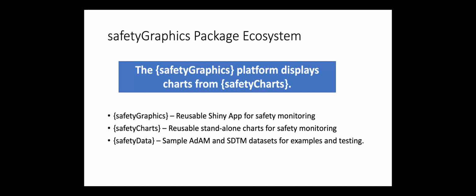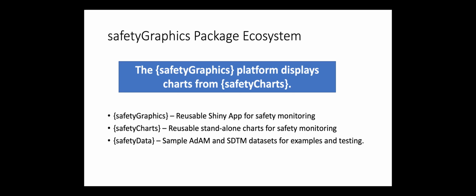So the quickest way to explain it is that the SafetyGraphics platform displays charts from the safety charts package. SafetyGraphics is really now pretty much just the Shiny app and some helper functions. None of the charts themselves live in SafetyGraphics anymore. So none of the charts you see today, that code does not live in SafetyGraphics. It now lives in safety charts. We'll get into this in a lot more detail later, but that's a key point to keep in mind as we move forward.